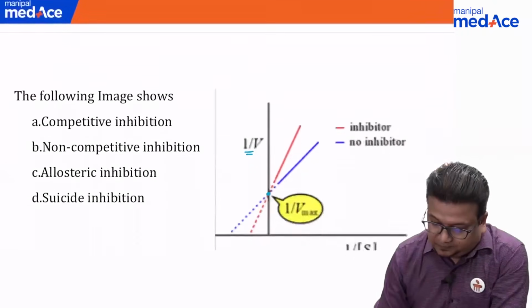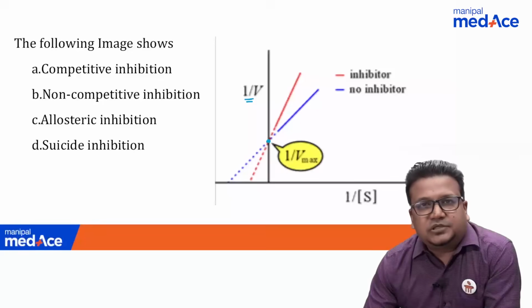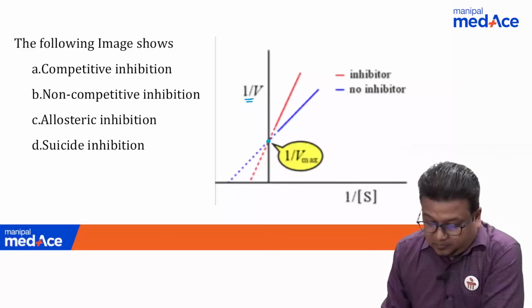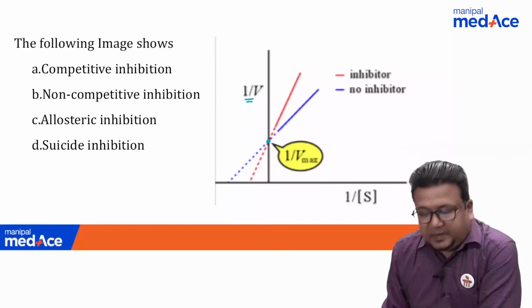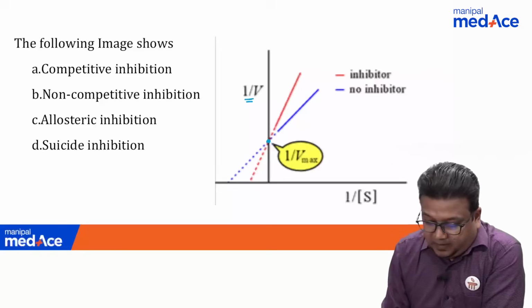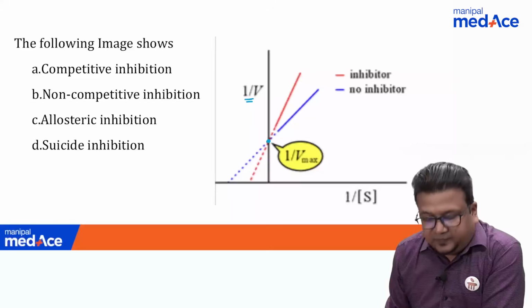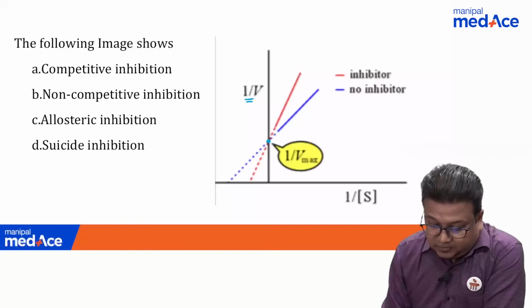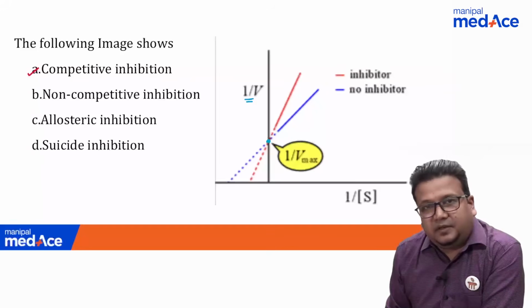First question. It was a simple question discussed as such in my video lectures. It was an image-based question from general pharmacology. It depicted this particular graph and asked: the following image shows which kind of inhibition: competitive, non-competitive, allosteric or suicidal. So the correct answer is competitive inhibition.